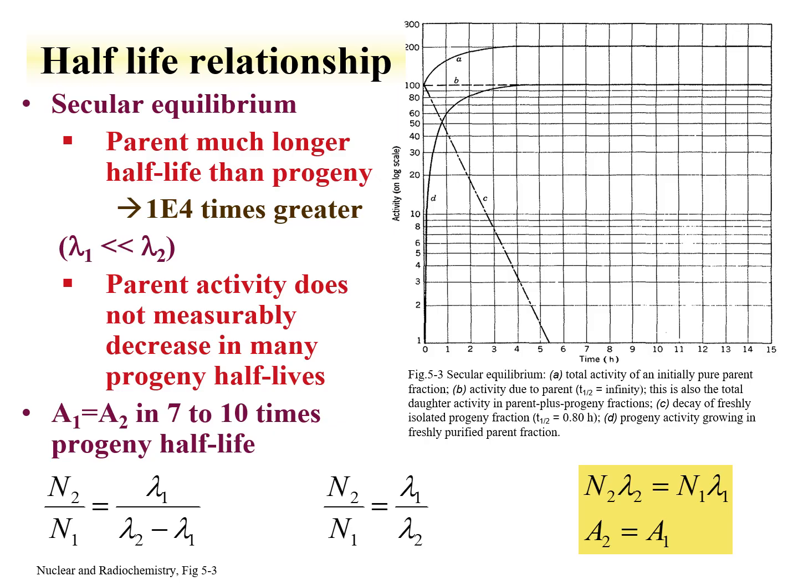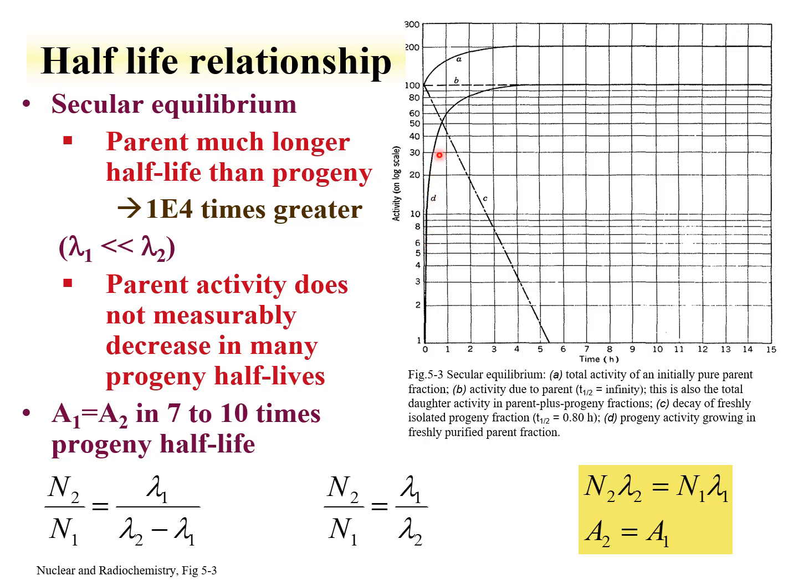Now, imagine we have a condition where the parent is much, much longer lived than the progeny. Generally, what this means is that over an observed time frame, the parent activity doesn't change. So imagine you're measuring something that has a half-life of 1,000 years, 10,000 years, and you're measuring it for 100 hours. The amount of change that is going to occur in that parent will not be observable, but the progeny may grow in during the measurement time.